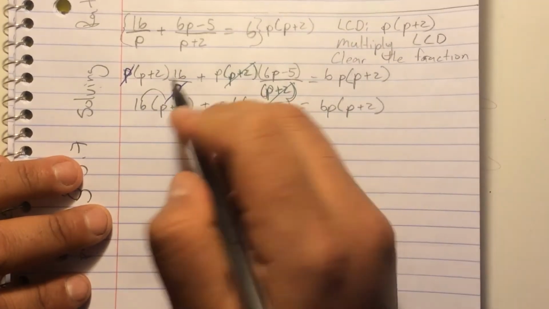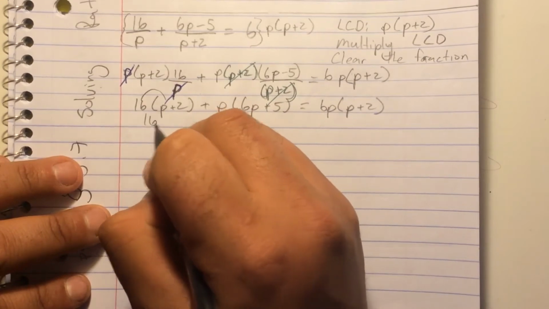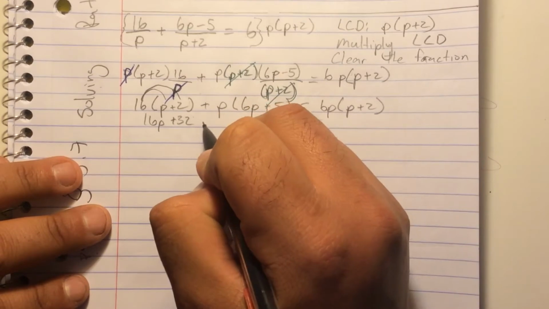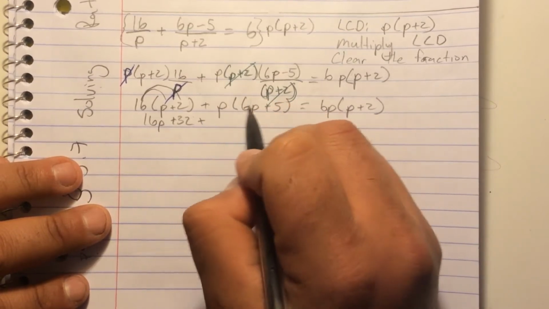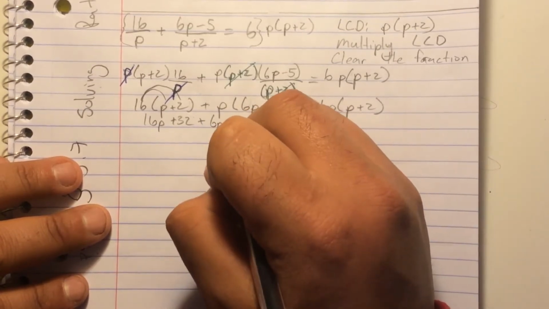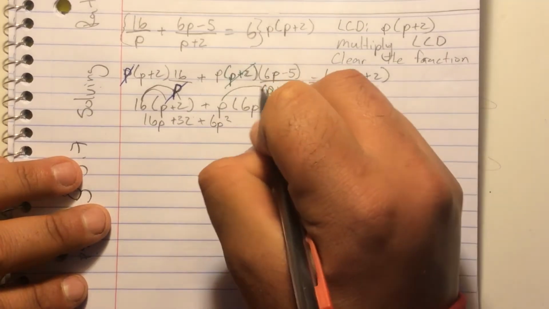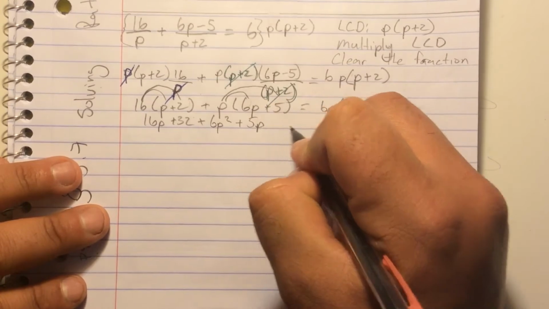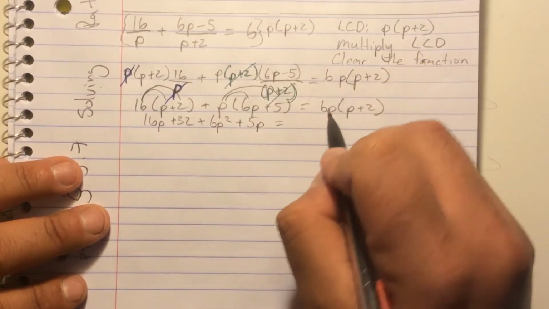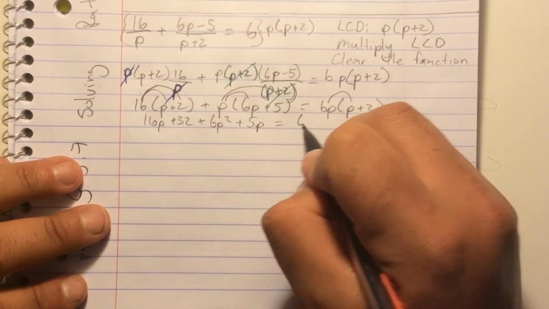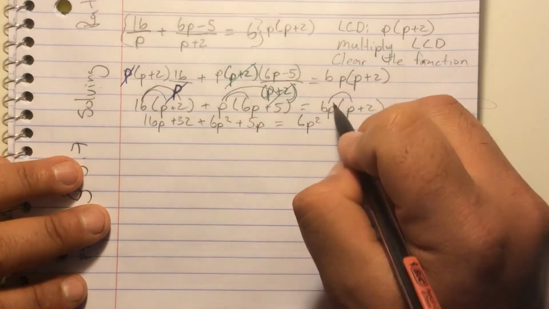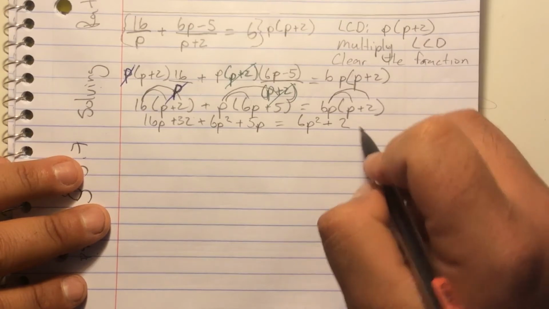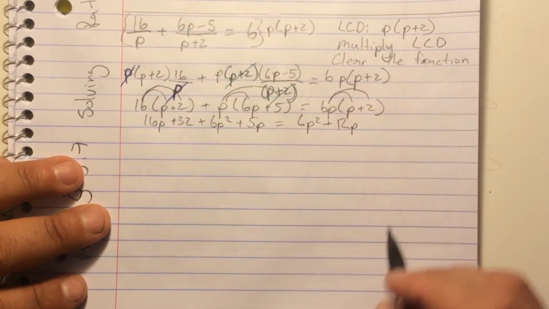So we have 16 times p is 16p. 16 times 2 is 32, plus p times 6p is our 6p squared, and then our p times our 5 is our 5p. And this is going to be equal to 6p times p again. We have 6p squared, and then our 6p times 2, I put a 2, but it's actually 12p.